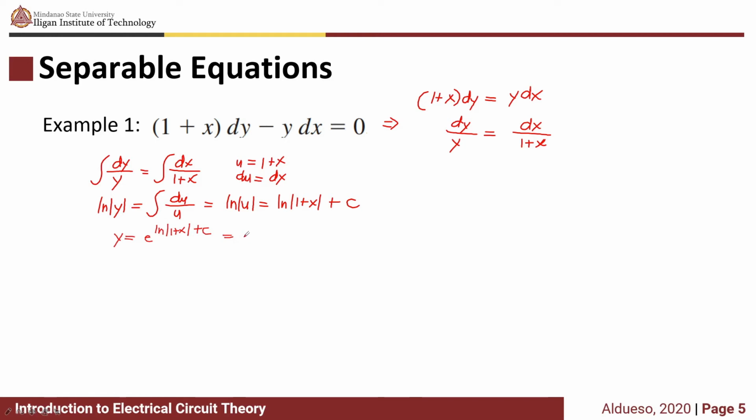Or we can write this as e to the ln of x plus 1 times e to the c. This is equal to x plus 1 times e to the c, or we can replace e to the c with another constant, so this is equal to c times x plus 1.